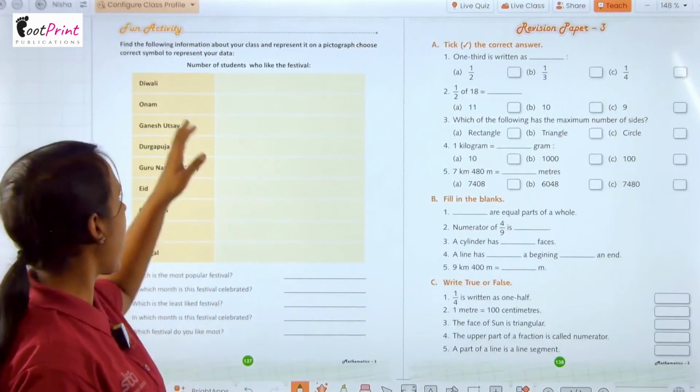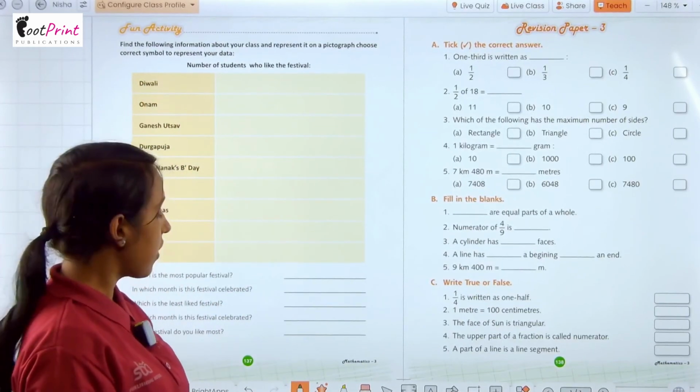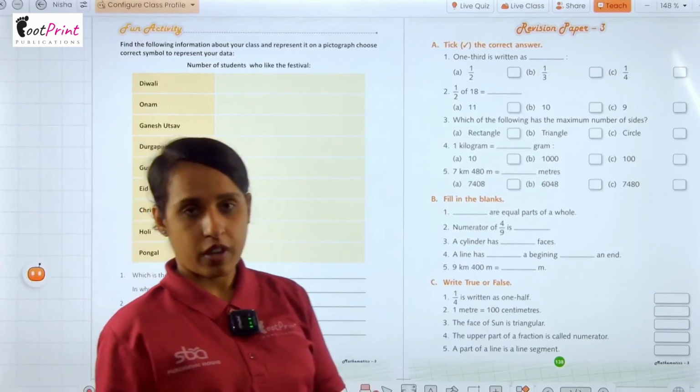So students, now we have here a fun activity that you will do by yourself.